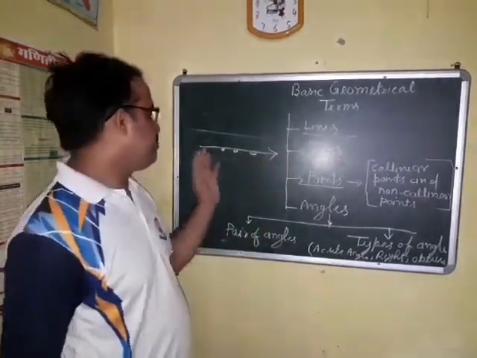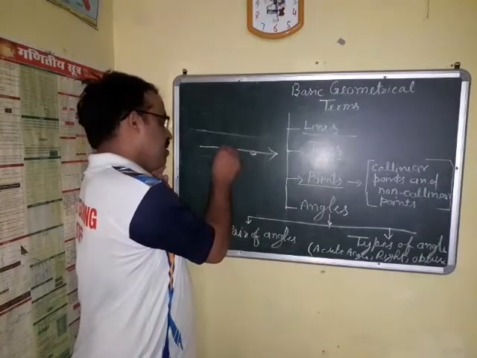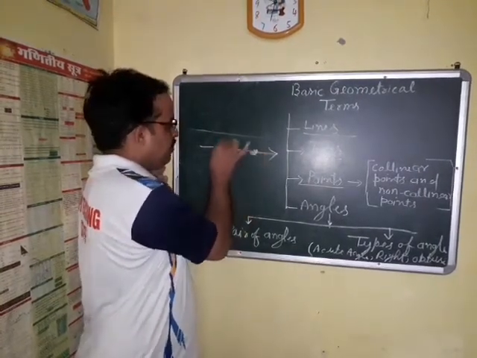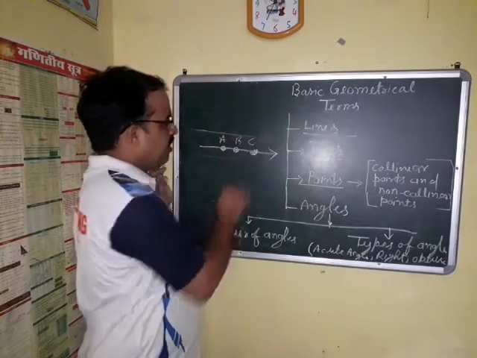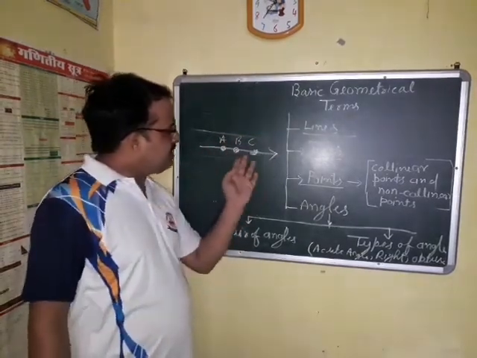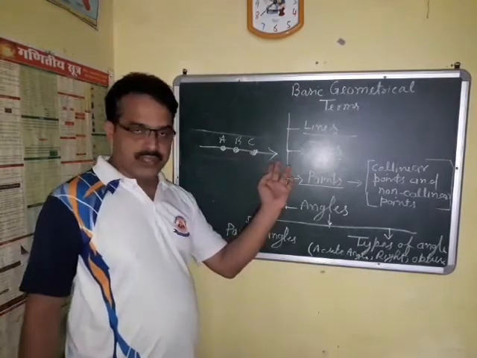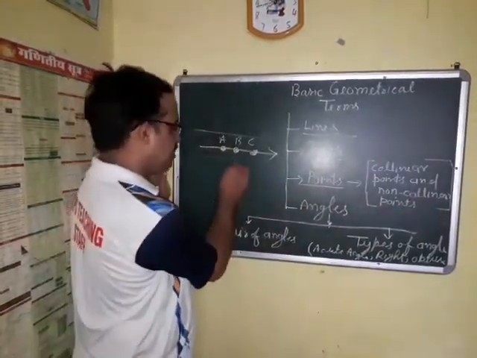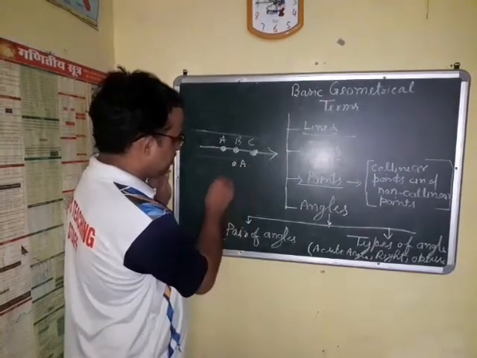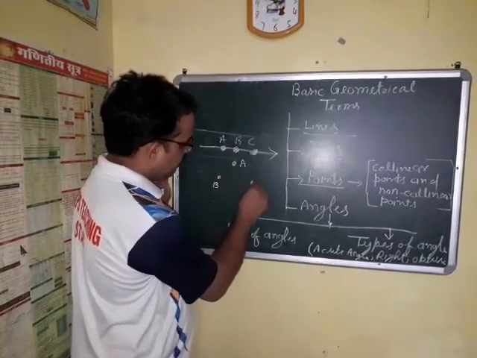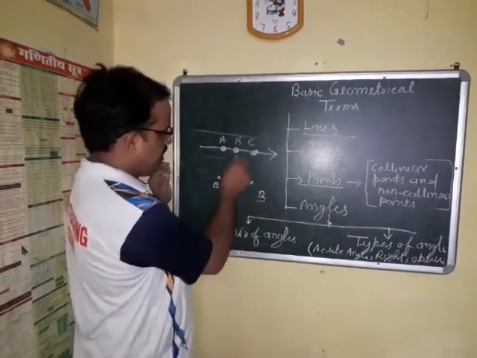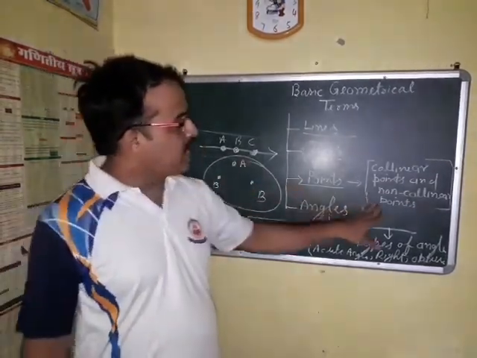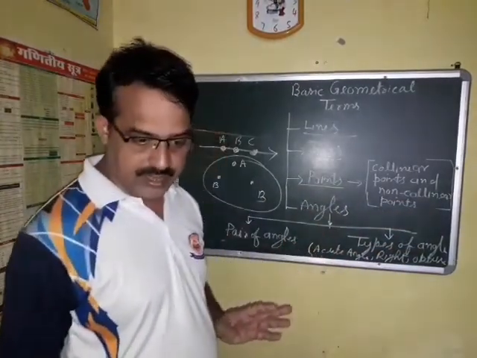ठीक है, कोलिनियर पॉइंट्स कहेंगे कोई भी, अगर हम पॉइंट्स ले रहे हैं और एक ही लाइन पे पॉइंट्स हो, तो ए बी सी पॉइंट्स is called collinear points. Clear? And non-collinear points, here if these points are not on the same line, so this ABC is called non-collinear points. Clear?